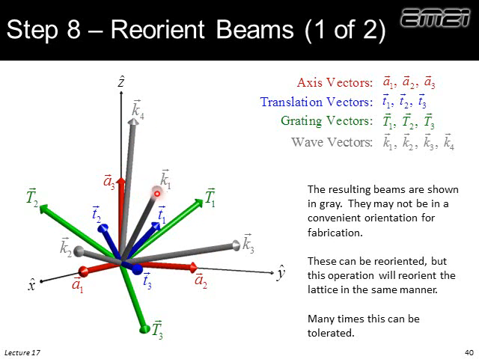Now notice we have essentially a center beam surrounded by 3 beams radially distributed around that. But notice they're all kind of going off on this diagonal. Now that may or may not be convenient for us. So very often we want to reorient the beams so that it's a little bit easier to realize in the lab.